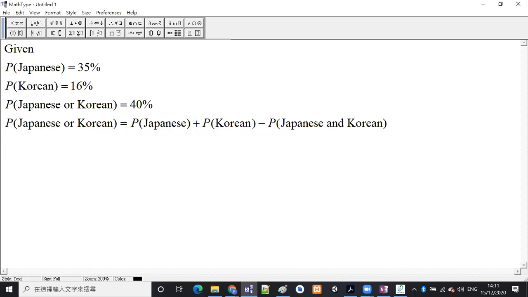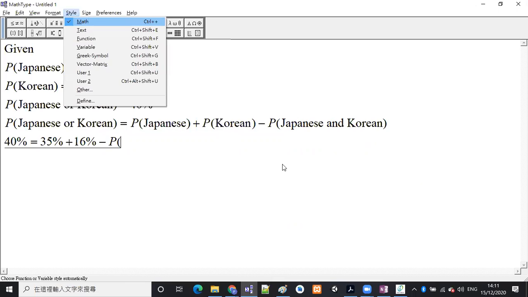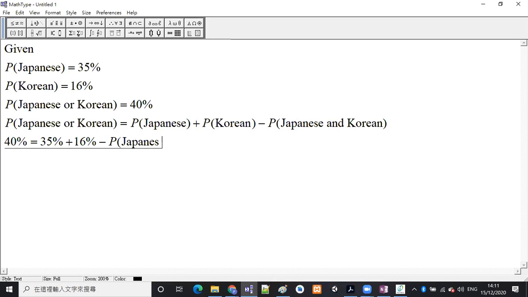OK, 好啦，但係呢個係咪即係 40% is equal to P Japanese is 35% plus Korean is 16% minus P Japanese and Korean. Okay? And then if I change the P Japanese and Korean to be the subject of this equation, then I can find the P Japanese and Korean from this equation.